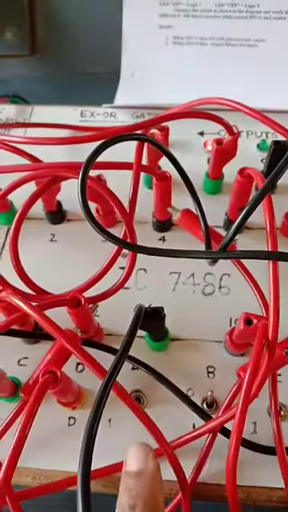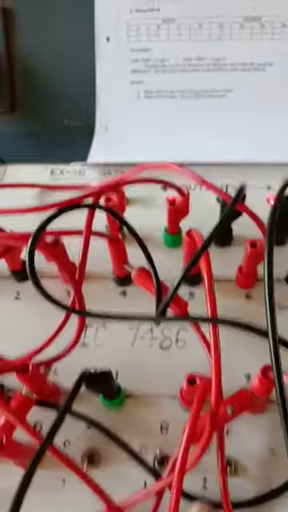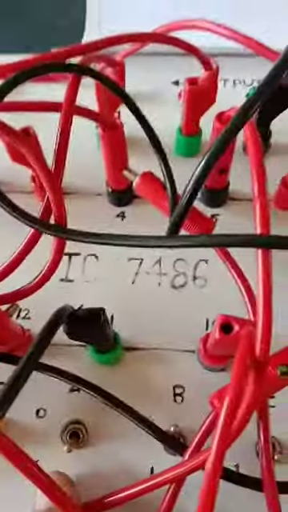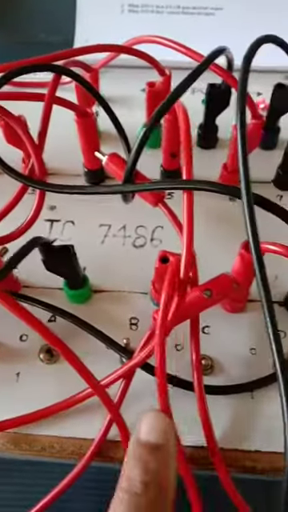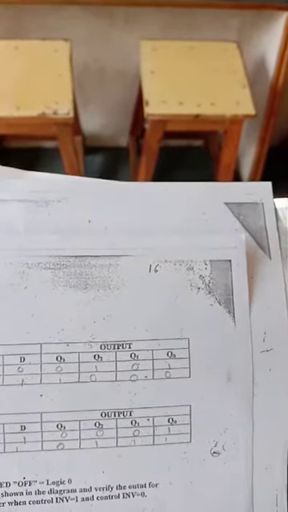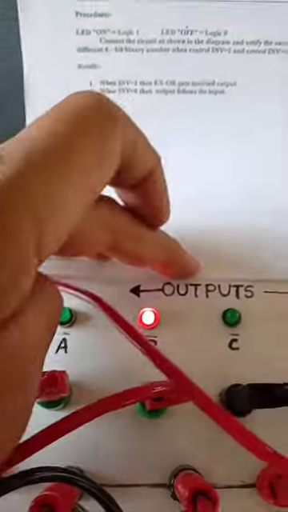Inputs are 1 0 1 0. Here also inputs are 1 0 1 0. Then outputs should be 0 1 0 1. See here, outputs are 0 1 0 1. According to this, outputs are 0 1 0 1.